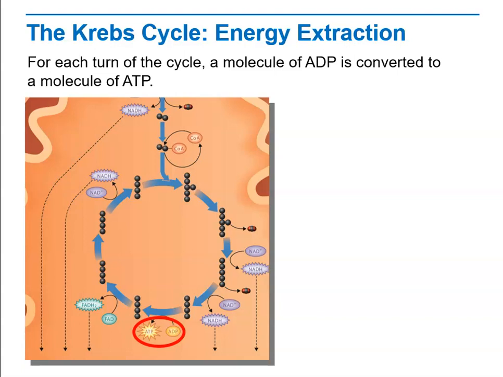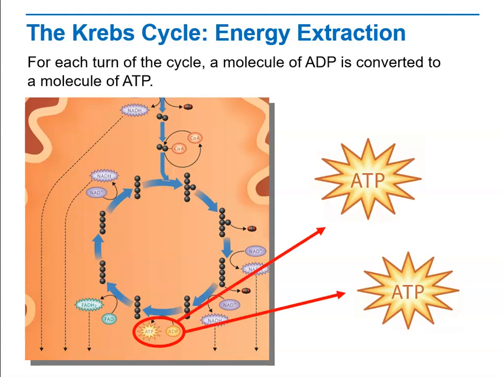So how many ATP molecules would be produced from 1 molecule of glucose? 1 molecule of glucose would produce 2 ATP molecules. Each starting molecule of glucose results in 2 complete turns of the Krebs cycle, and therefore 2 ATP molecules.